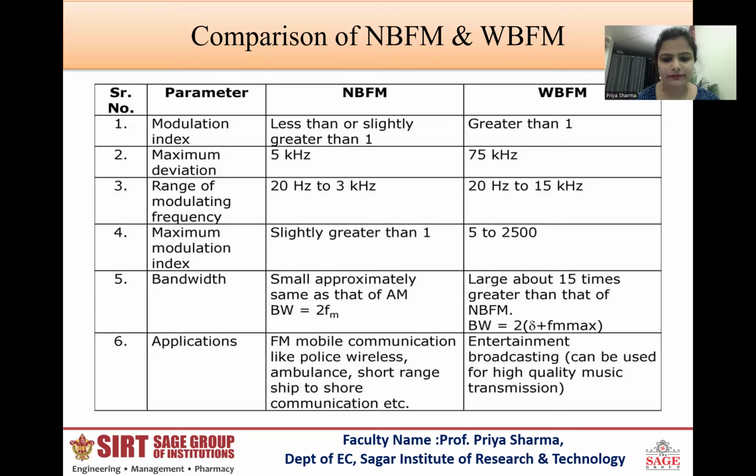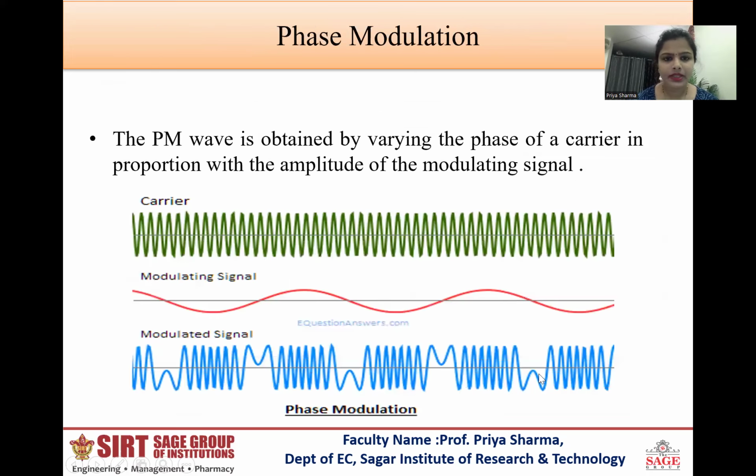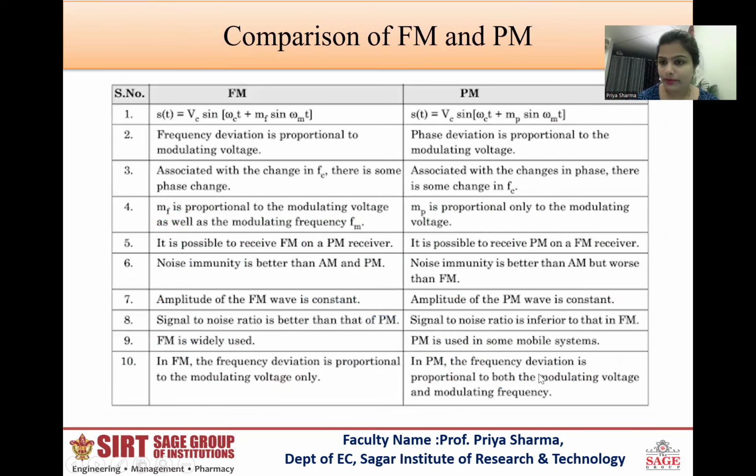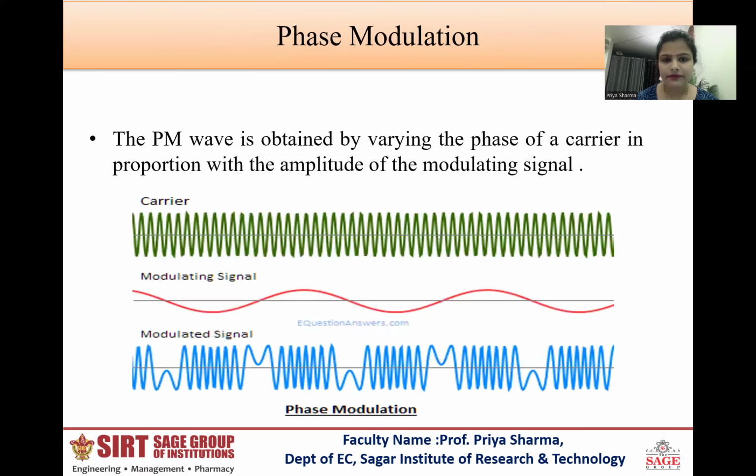Bandwidth is twice that of AM in NBFM, and in WBFM it is 15 times greater than NBFM. And the applications, as we have discussed: NBFM is used in police wireless, ambulances, short range ship to shore communication, taxi cabs, etc. And WBFM is used for entertainment broadcasting, as we need high quality of transmission in this. So this was all about frequency modulation, a brief introduction. Coming to the phase modulation.